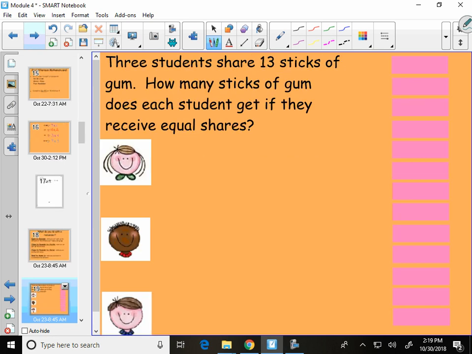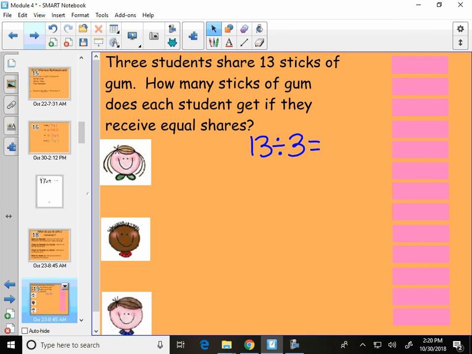So my first question is, 3 students share 13 sticks of gum. So our mathematical question is 13 sticks of gum divided by 3 students. So we have 13 sticks of gum. We're going to divide it by 3. And I'm thinking, what times 3 gets me really close to 13? And I know that 4 times 3 gets me close to 13. 4 times 3 is 12. That means we have 1 left over. There's my 13. So mathematically, the answer is 4 remainder 1. But wouldn't people look at you really oddly if you said, how many pieces of gum do we all get?